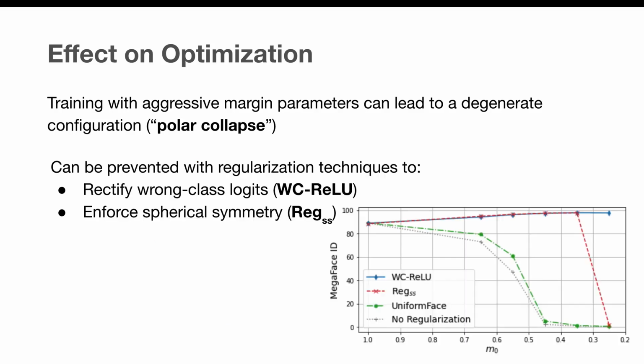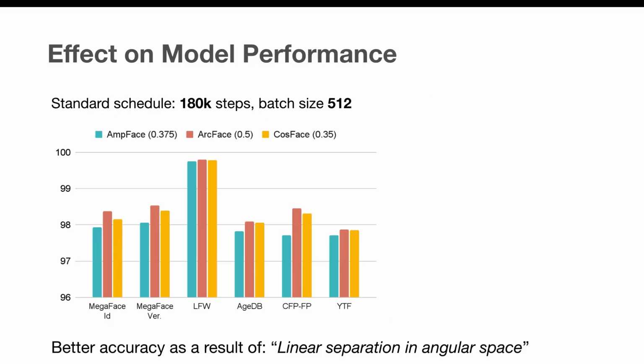When we regularize in order to enforce that the prototypes are uniformly distributed on the surface of the sphere, we are able to train a model with this margin formulation to convergence. When compared to ArcFace and CosFace under a standard schedule, it seemed that ArcFace performed better on the standard benchmarks of MegaFace and LFW, perhaps corroborating the generally accepted hypothesis that a linear separation in angular space is the reason for the success of ArcFace over the other margin formulations.